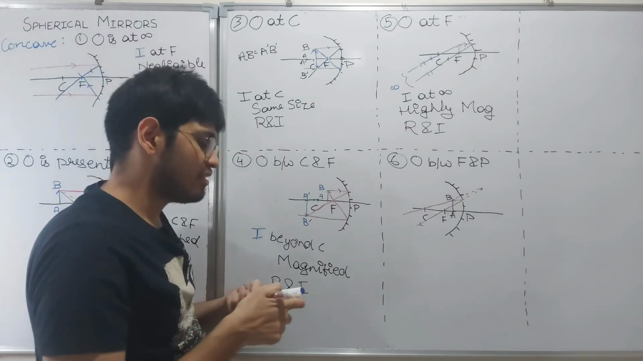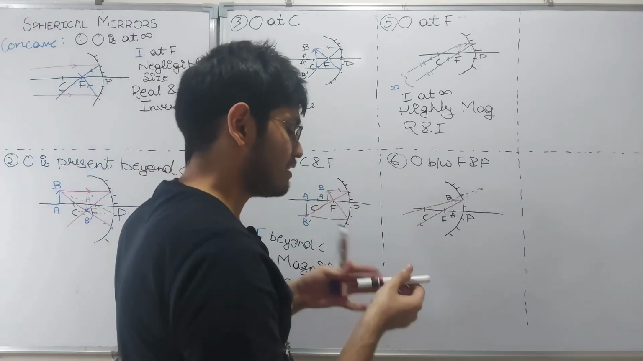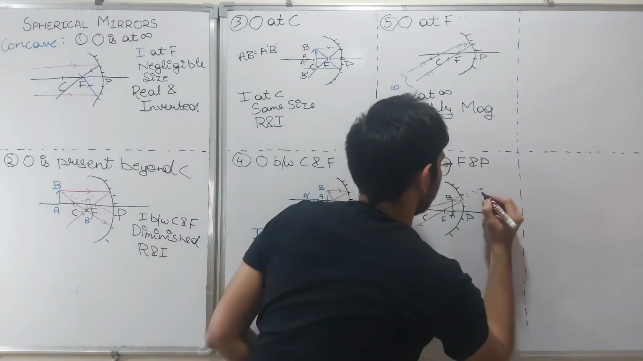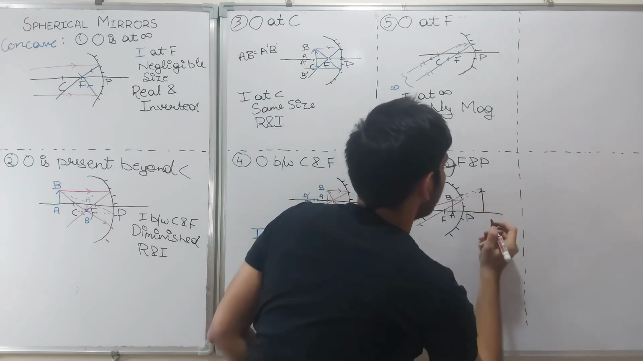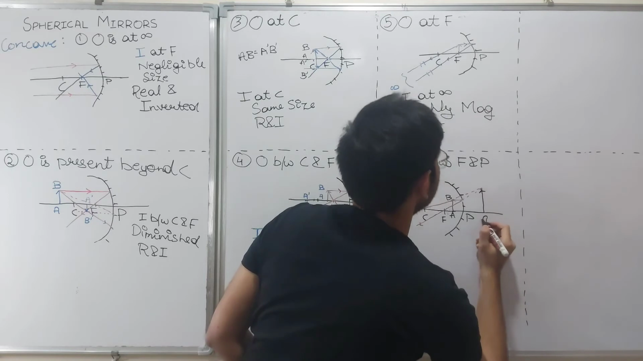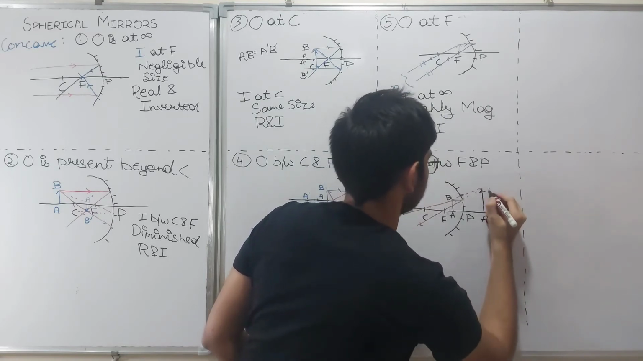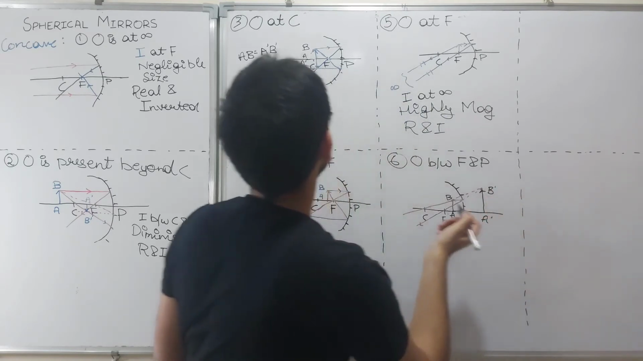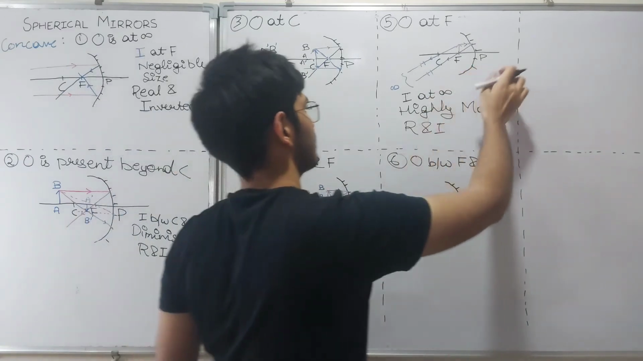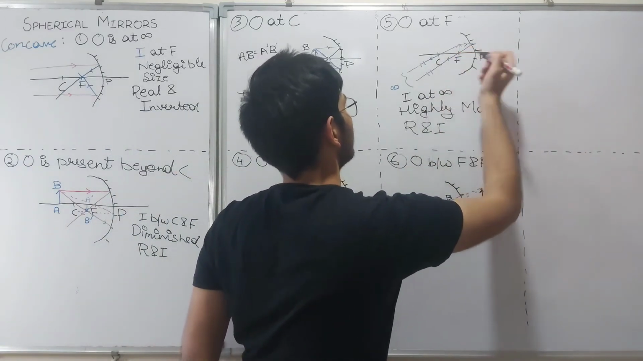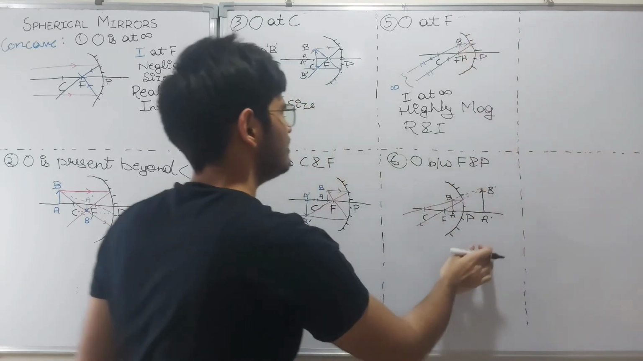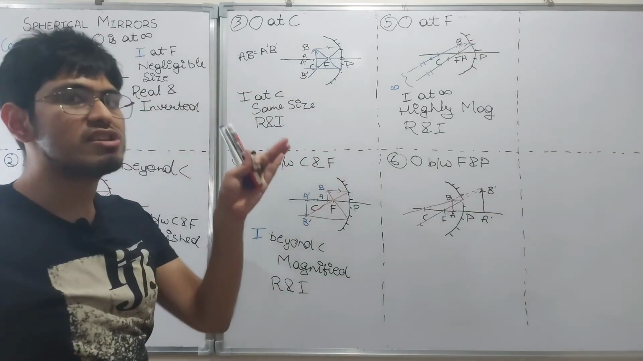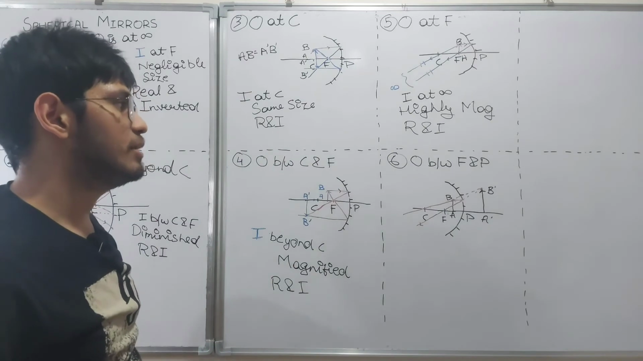Because they are meeting at the back side of the mirror, we can say that the image formed is something like this. Let the image be A dash B dash. In this case also I have not marked the image. This is the object AB. In this case, the image being formed is A dash B dash.